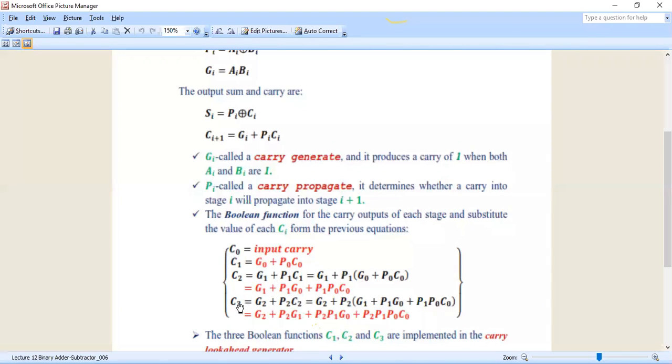And C3. What is the i value here? 2. 2 plus 1, 3. Then what is the equation? C3 is equal to G2 plus P2 C2. And what is the C2 value? G1 plus P1 G0 plus P1 P0 C0. This value comes directly. This way we have to calculate the carry from the previous equations.